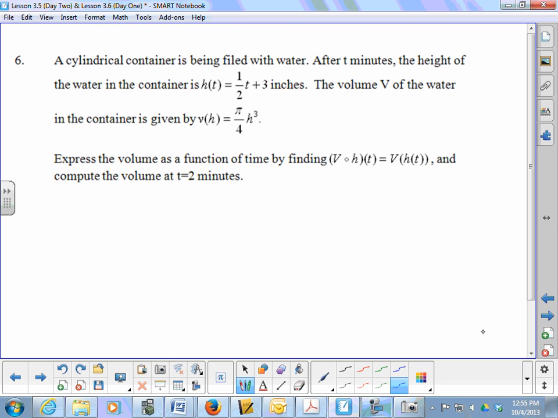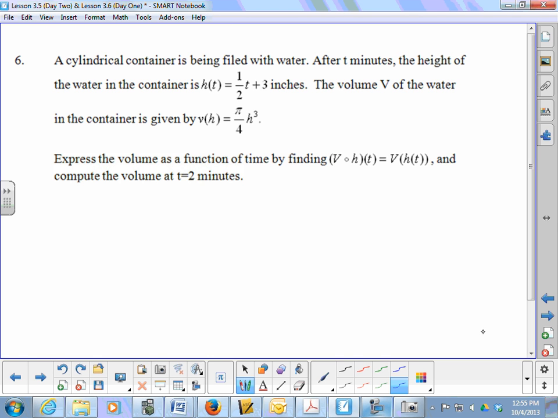Okay, number 6. A cylindrical container is being filled with water. After t minutes, the height of the water in the container is h of t equals 1/2 t plus 3 inches. The volume of the water in the container is given by V of h equals pi over 4 h cubed. It says express the volume as a function of time by finding V of h of t and compute the volume at t equals 2 minutes.